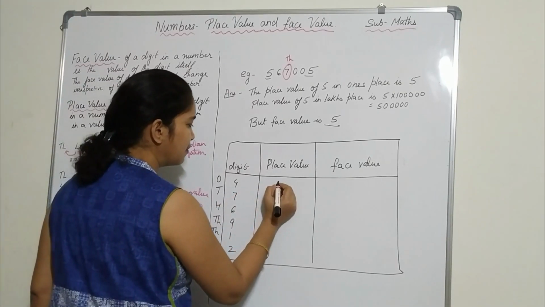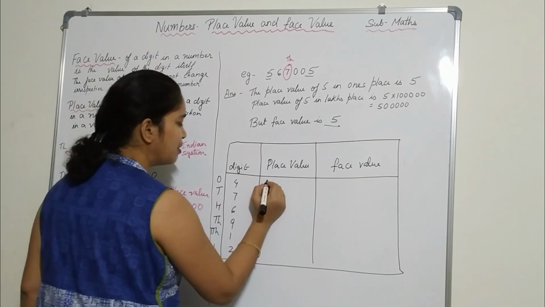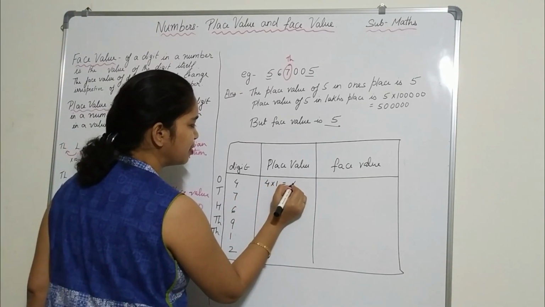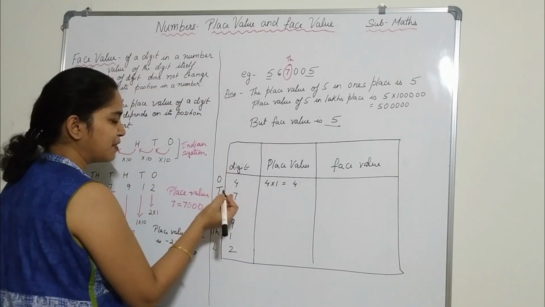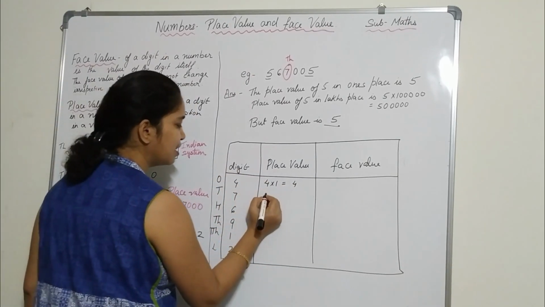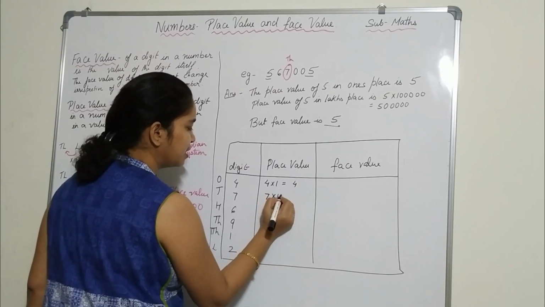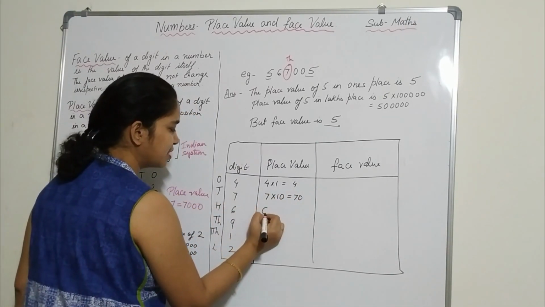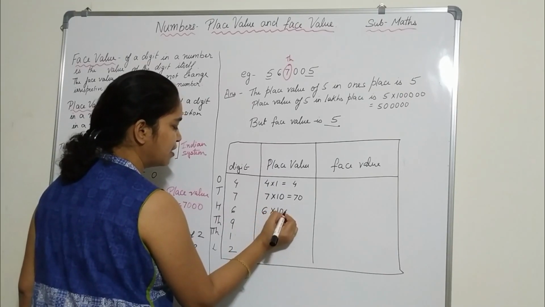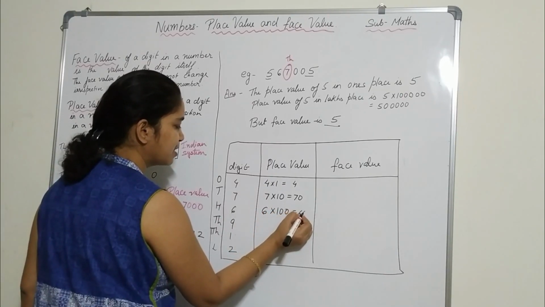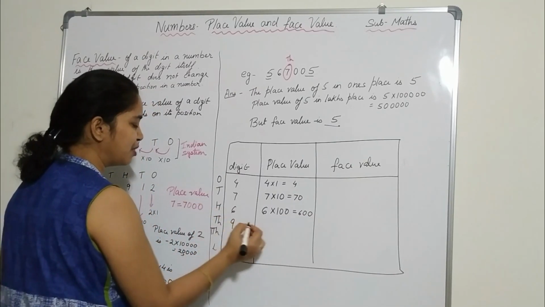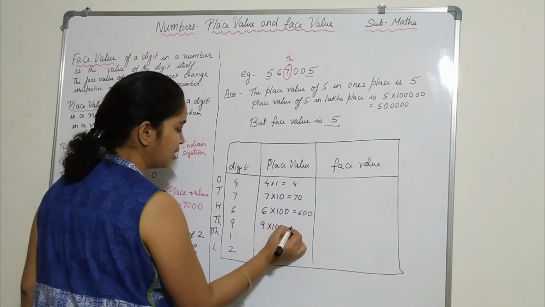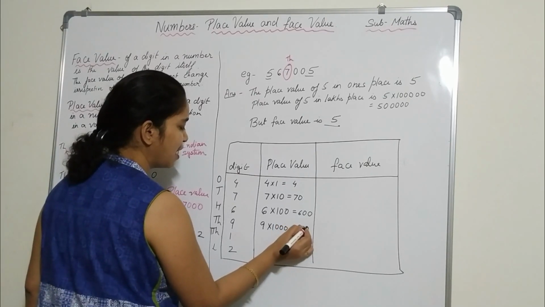So 4, what is the place value? 4 into 1 is equal to 4. What is the place value of 7? 7 into 10 is equal to 70. What is the place value of 6? 6 into 100 is 600. What is the place value of 9? 9 into 1000 is equal to 9000.